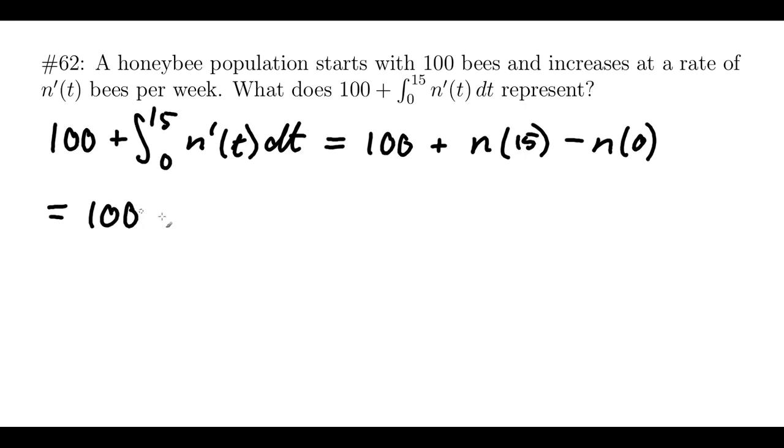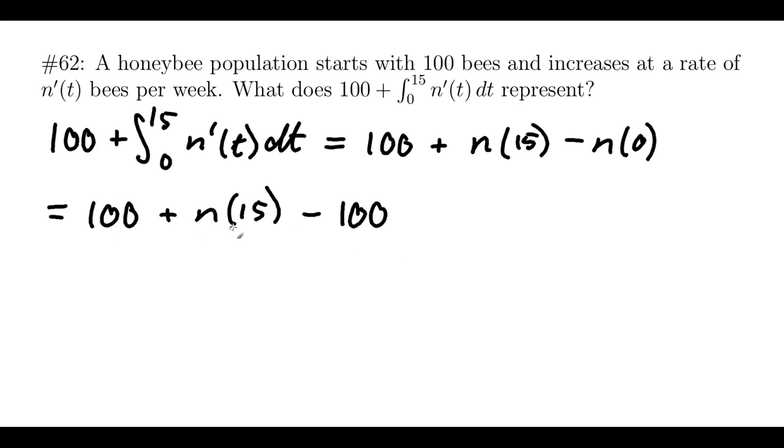And to continue, let's see what we know. What would n be here? Well, we're told that the population increases at a rate of n prime of t bees per week. So t is probably time. n prime is the rate of change measured in bees per week. So n itself should be the number of bees in the population. So n of 15 is the number of bees in the population after 15 weeks. n of 0 is the number of bees after 0 weeks, in other words, the initial population. We're told the population starts with 100 bees, so n of 0 should equal 100.